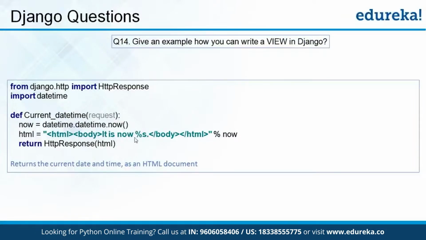So it will contain, it is now blah blah blah. Okay, say it is now, I don't know what time it is, so somewhere around 11:10. It will give you an output saying it is now 11:10 a.m. or whatever it may be, because it pulls the information from datetime.now, puts it in the HTML and replaces this %s by that information and returns you the HTML response.